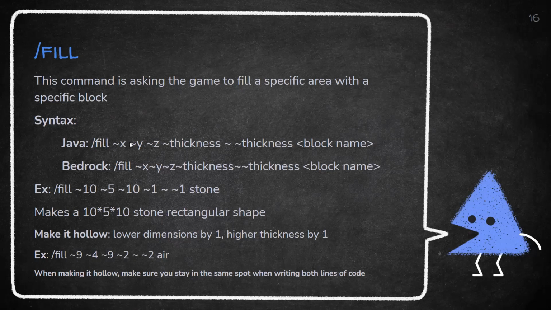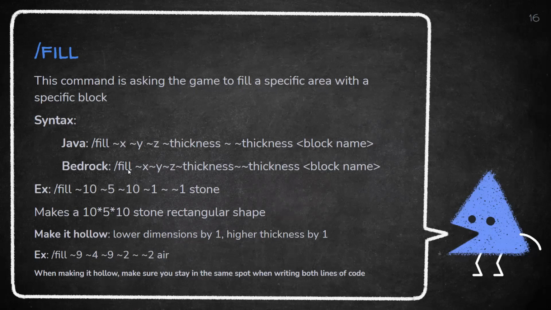So before each tilde, there should be a space, and between the two thicknesses, there should be two tildes. So space tilde, space tilde. And then after all of that, you would specify what block you're going to use to actually fill that area. For example, I can do /fill, let's say glowstone, because I really like glowstone. That would follow these directions and fill that specific area with glowstone.